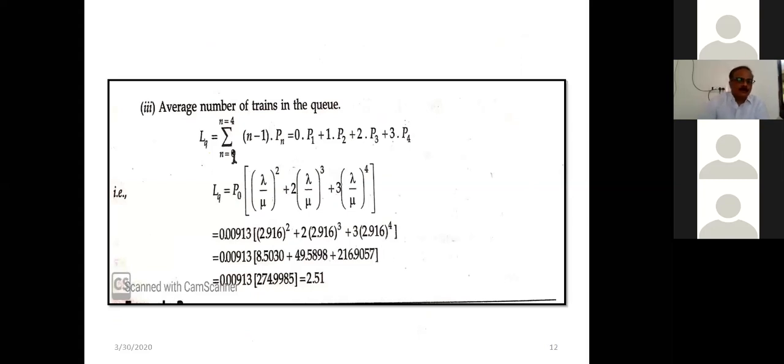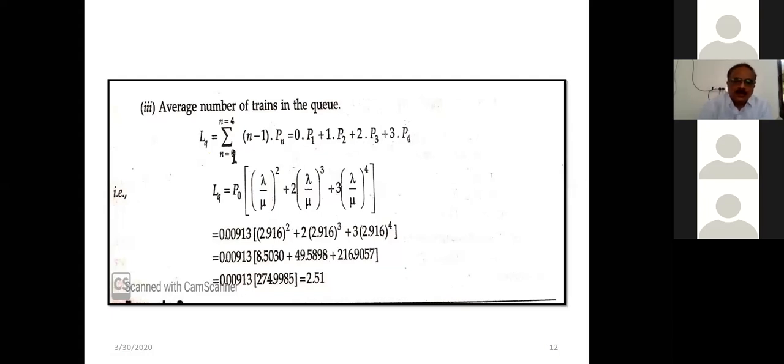Last is to find out the average number of trains in the queue. Since it is a single server model, the yard can serve only one train at a time. It will repair and maintain only one train in the yard. The rest of the trains will have to wait. So the average number of trains in the queue we can calculate by using the LQ formula. Similarly, you just put the values and find the answer, that is 2.51. So this way, you will have to solve the problems based on this particular model, that is a model having a single server and a finite number of customers.